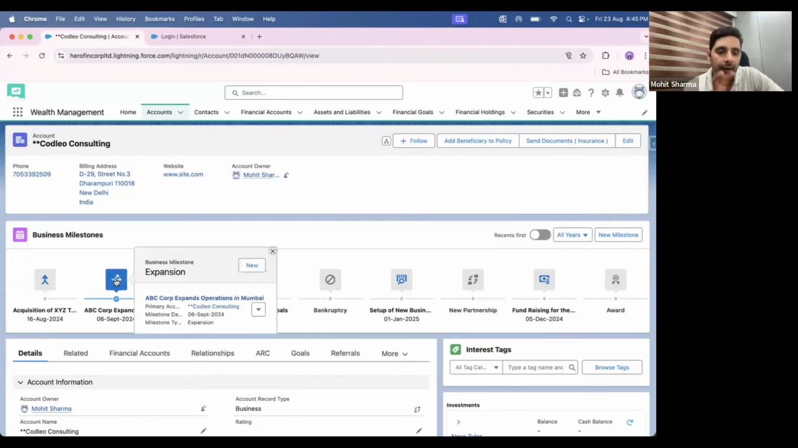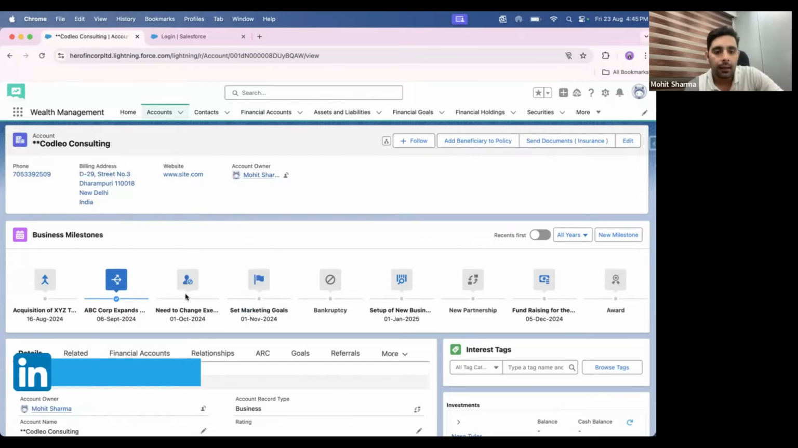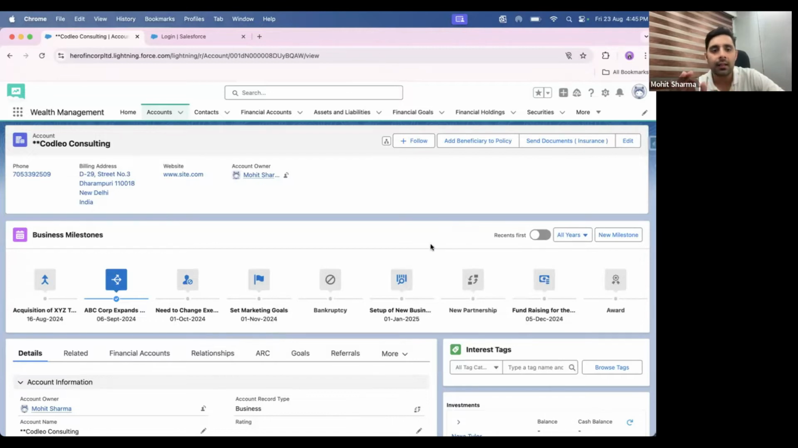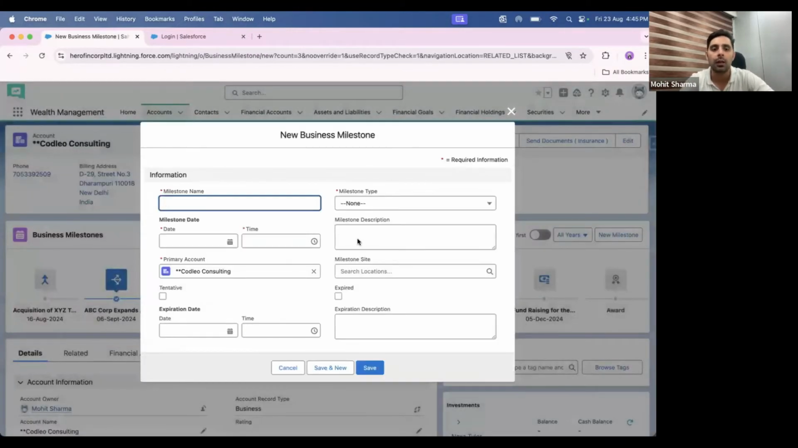Here you can see when the startup happened, right? Then the executive change, right? Then set marketing goals. On this particular date, we set up a few of the marketing goals. Then in case of bankruptcy, when it started and when it happened. So those various milestones of any organization can easily be managed. The fundraising, partnership, any sort of awards, the setup of a new business, each and everything is available here and can be managed.